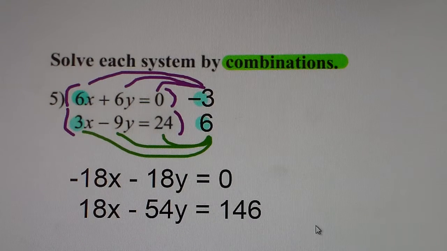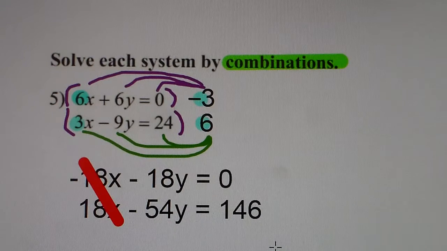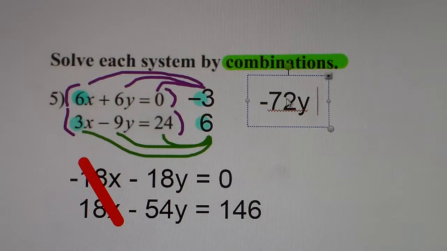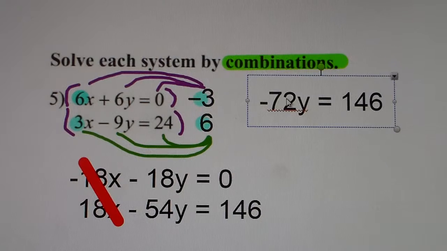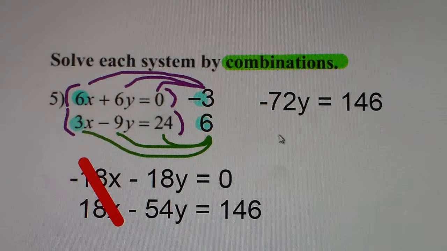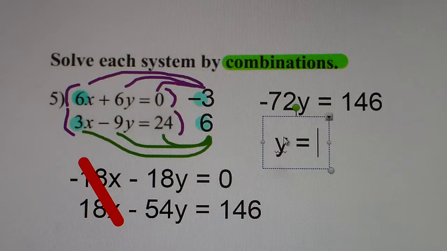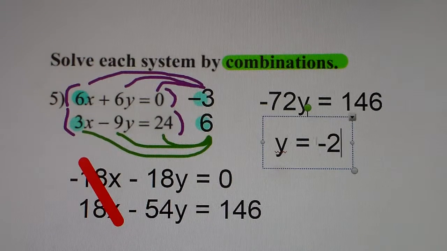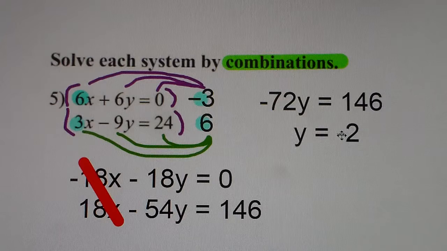Now you can remember you could always use a calculator, in case you have any trouble. Now positive 18x and negative 18x, they're opposites of one another. And then you combine like terms, and it's the same steps as the elimination method, which I'll still go through right now. So negative 18y minus 54y, that's going to get you negative 72y is equal to 146. Divide both sides by negative 72, and you're going to get y equals negative 2. Now that we solved for y, we're going to put that negative 2 in for the y in that top equation.